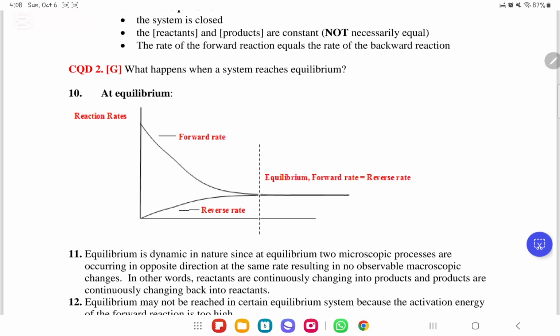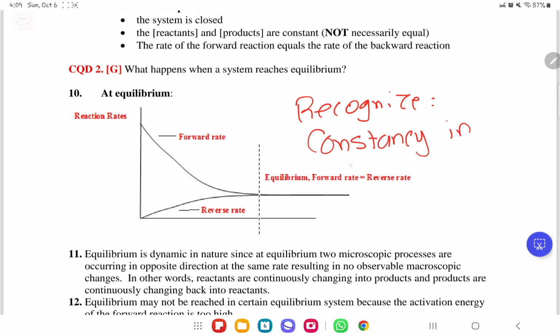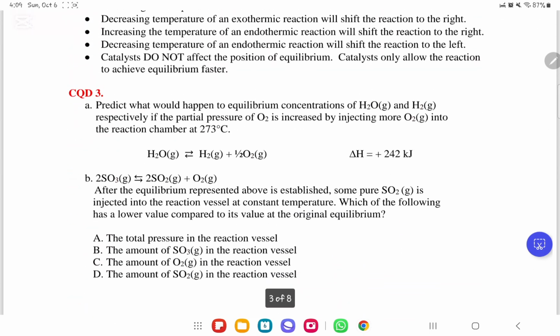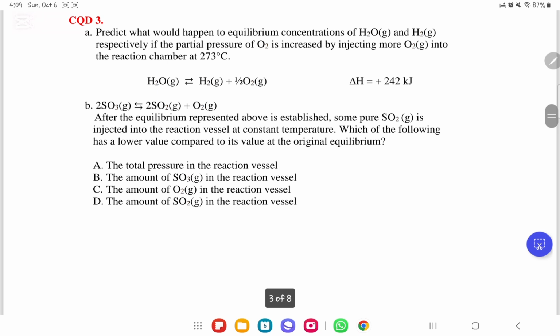All right. However, if they asked us to recognize equilibrium, we would say it is the constancy in macroscopic properties. So that's CQD number 2 finished. Now we have CQD number 3. Predict what would happen to equilibrium concentrations of H2O and H2 gas, respectively, if the partial pressure of O2 increased by injecting more O2 into the reaction chamber at 273 degrees Celsius.